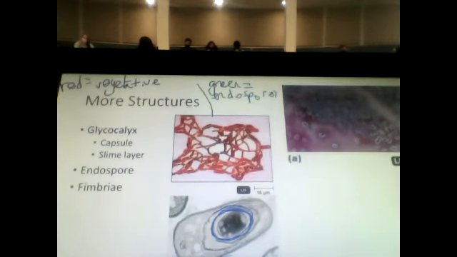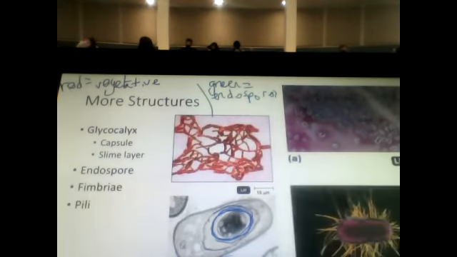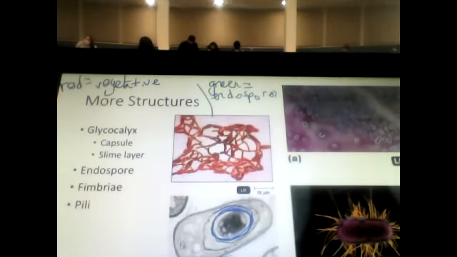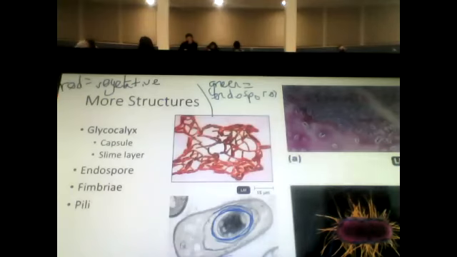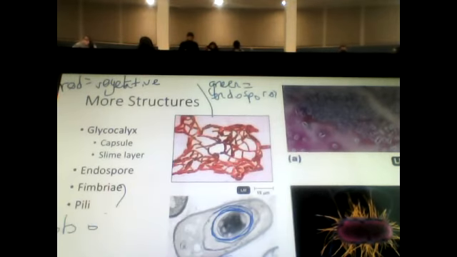Next one is fimbriae. I'm going to get the picture. So again, some bacteria can make these, some cannot. Fimbriae are these hair-like structures. This is a colorized electron micrograph of bacterial fimbriae. They wouldn't look like this under our microscopes. So they are hair-like structures. There's usually lots of them. And they can use them to stick to stuff.